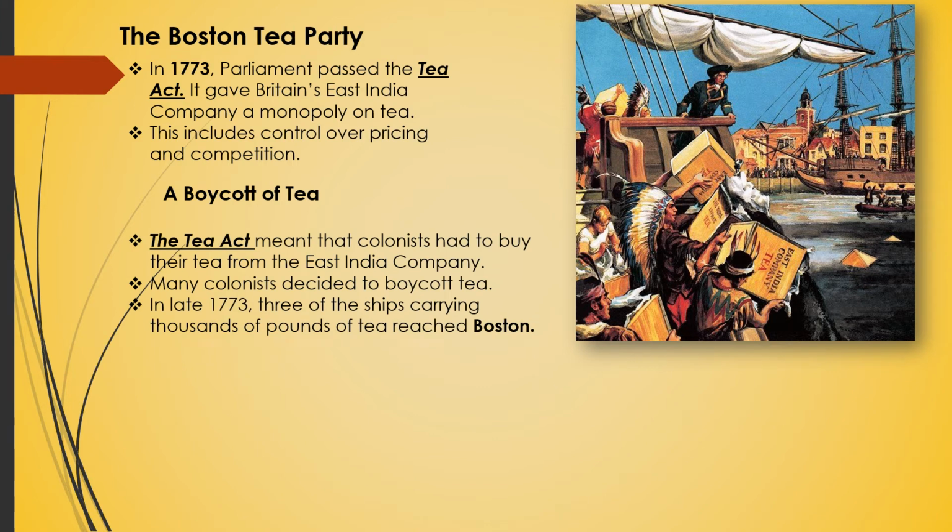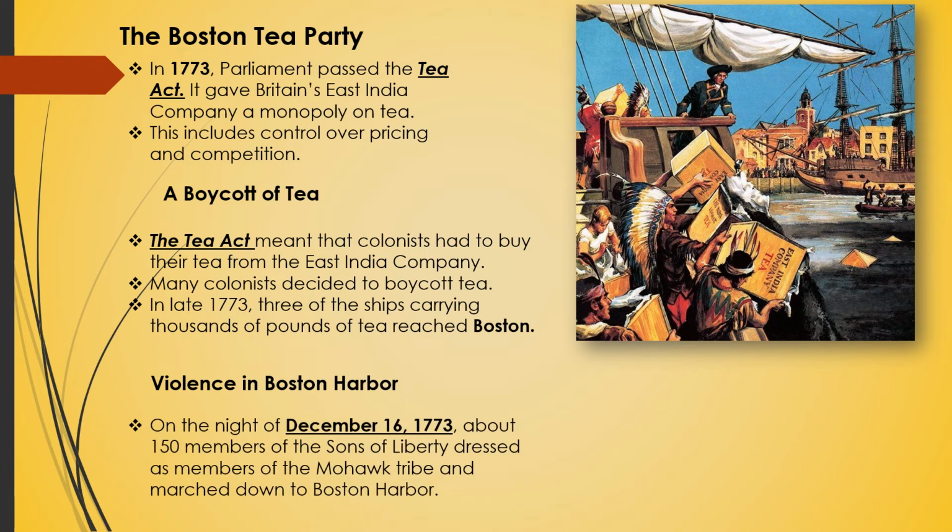The Tea Act meant that colonists had to buy their tea from the East India Company, so they could either pay the tax on tea or not drink tea at all. So many colonists decided to boycott their tea, and some even made a kind of tea from local sassafras trees. Then in late 1773, three of the ships carrying thousands of pounds of tea reached Boston. Against the wishes of many colonists, the Massachusetts governor let the ships dock in their area. So let's find out about the violence in Boston Harbor.